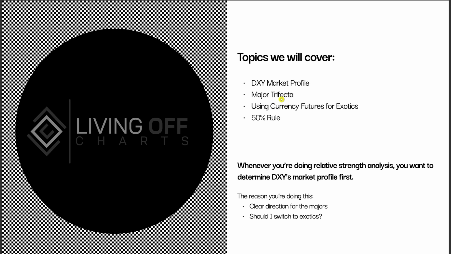Next, the major trifecta. This is in essence Euro USD, GBP USD, and DXY. Those three are your core components to analyze before you start trading. Then using currency futures for exotics, we're going to be looking at how to pair up different types of currencies to find a nice pair to trade if DXY is unfavorable.